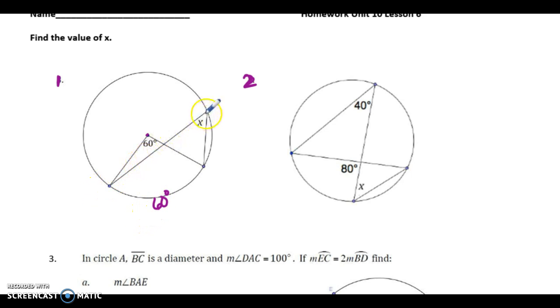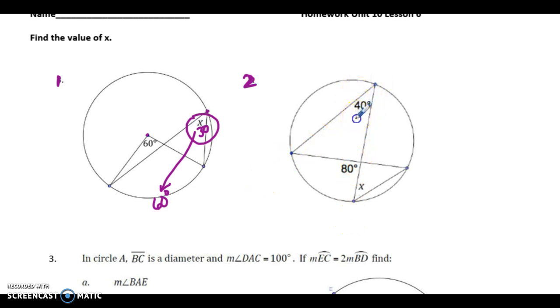Now this angle over here, where x is, has its vertex on the circle, and that's called an inscribed angle. An inscribed angle is half of the arc that it opens up to, so half of 60 will give me 30 for the value of x. 30 there.